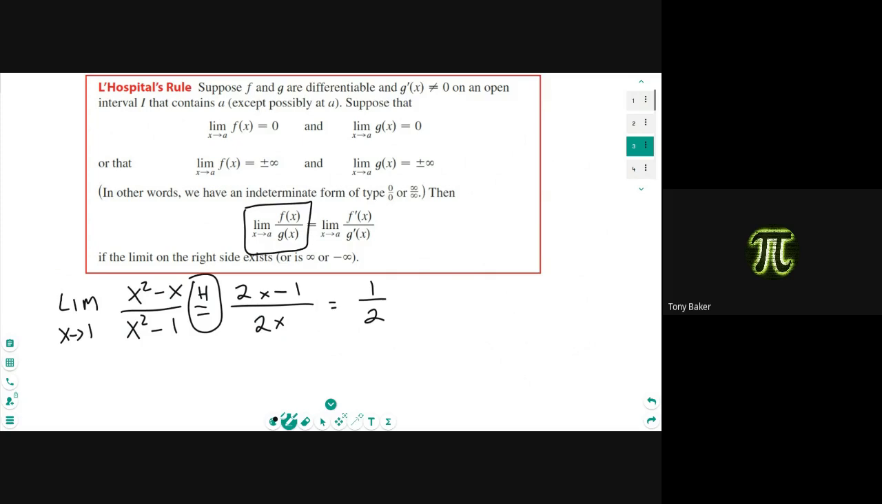Okay. A little bit simpler to go through and do. But it only works if it gives you an indeterminate form to begin with. That's why I said always plug in the number first, because if it works, we're done. We don't have to go through and do this. And actually, the answer you get using L'Hopital's rule will give you the wrong answer in that situation.